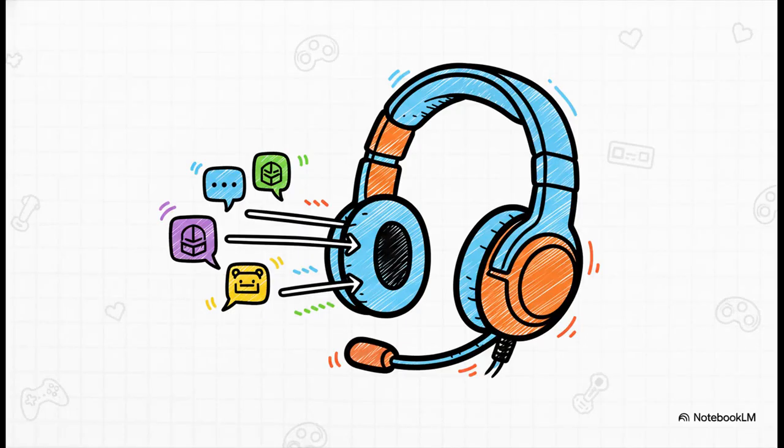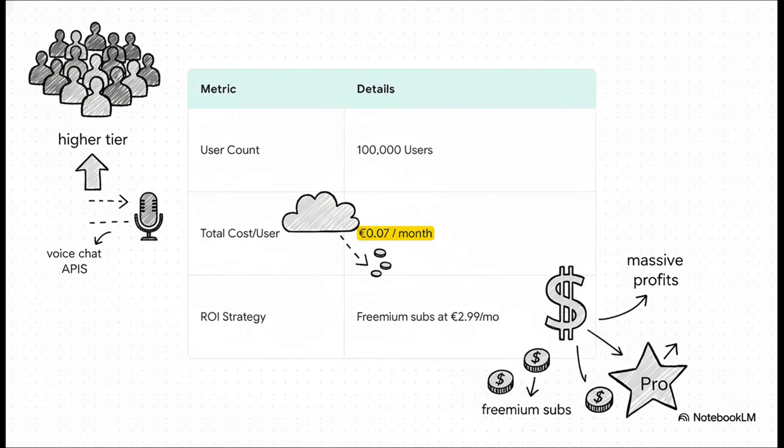Next up, a totally different world, a huge community for gamers that's all about voice chat and tons of engagement. Here we've got 100,000 users. Because they're in a higher pricing tier and they're using really cost-effective voice chat APIs, their total cost is, get this, 7 cents per user. That's just mind-blowing. And that incredibly low overhead is exactly what allows them to run a freemium model. Even if a tiny percentage of users upgrade to a pro subscription, they're making massive profits.